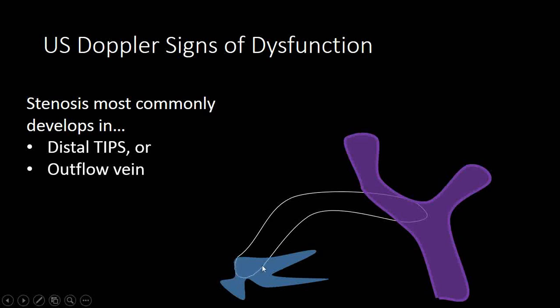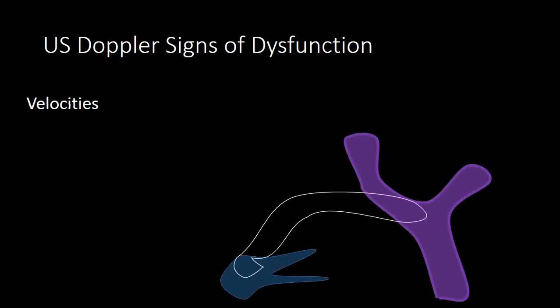Okay, so if that distal tip is not out in the intrahepatic IVC, that metal portion of the tip can sometimes irritate the outflow vein or the hepatic vein, and that irritation results in inflammation and stenosis at the distal tip. And that can restrict flow through the stent.